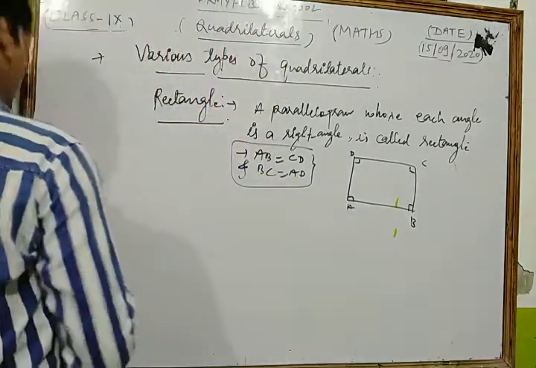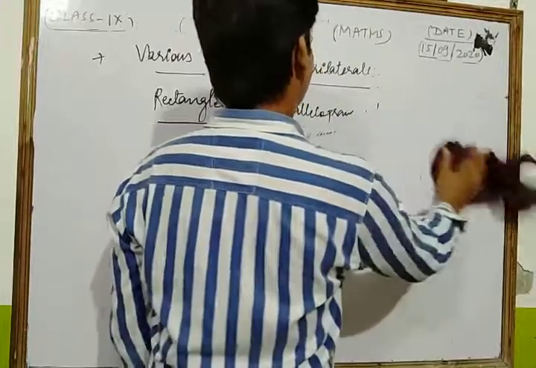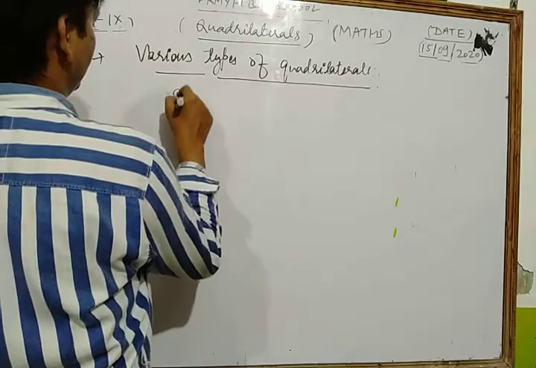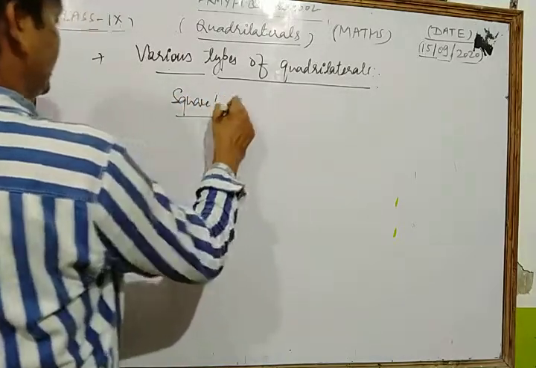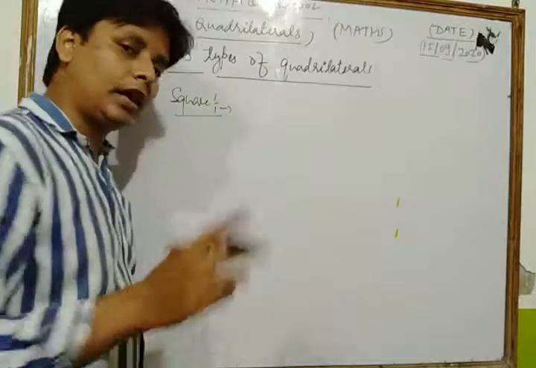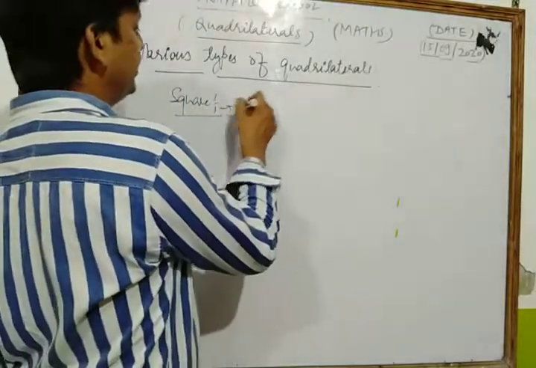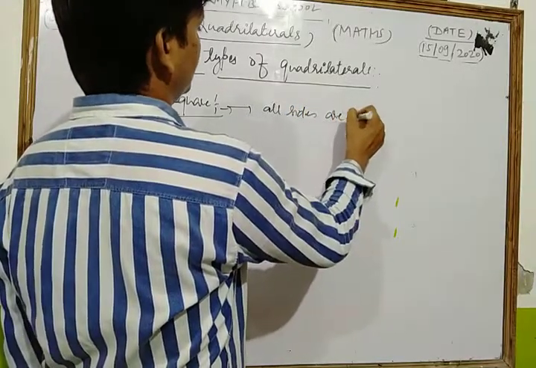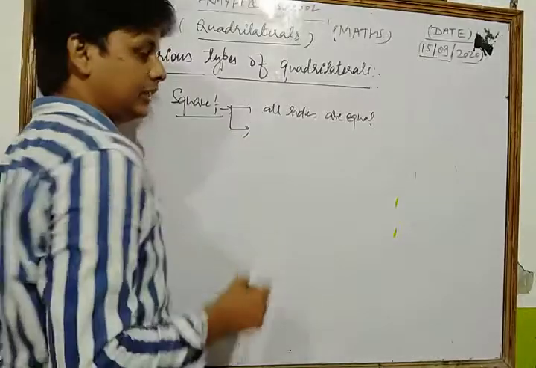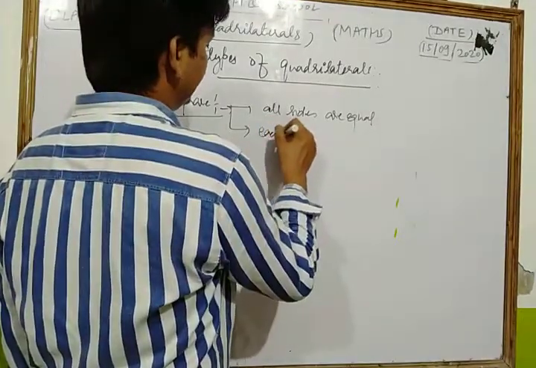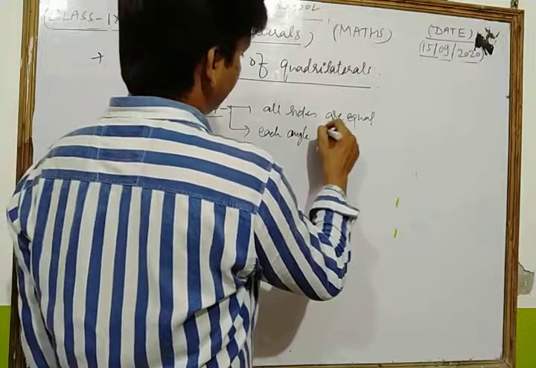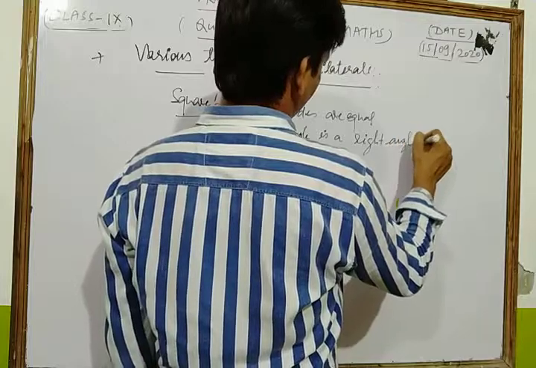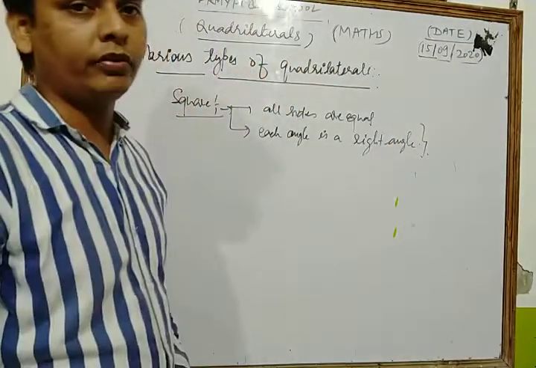Now we discuss the square. Dear students, a square is a type of quadrilateral in which all sides are equal, and each angle is 90 degrees, each angle is a right angle. So this is the concept of a square.